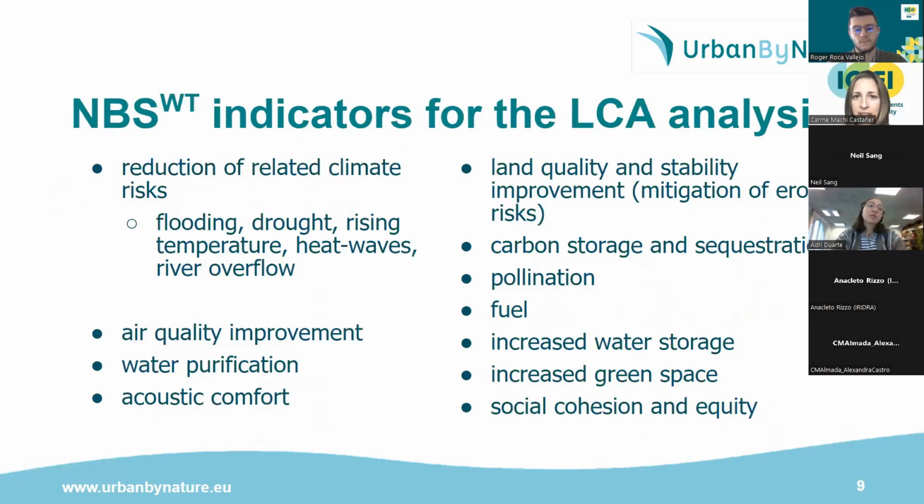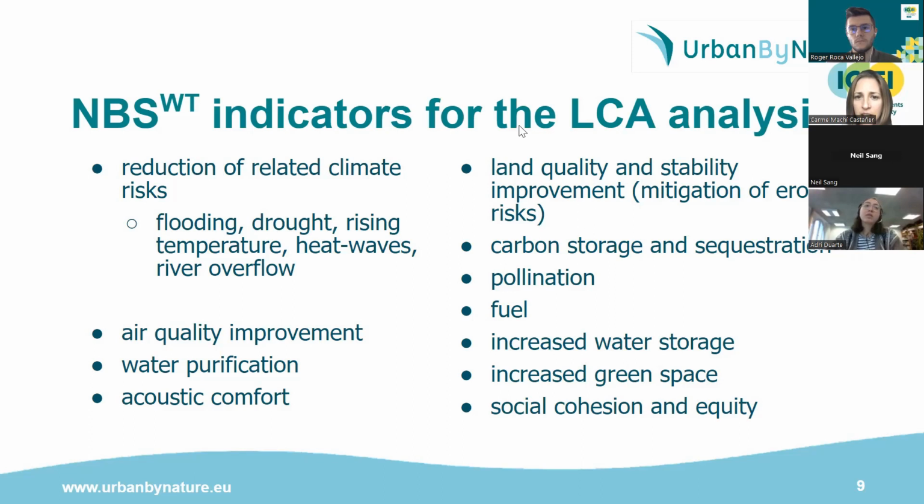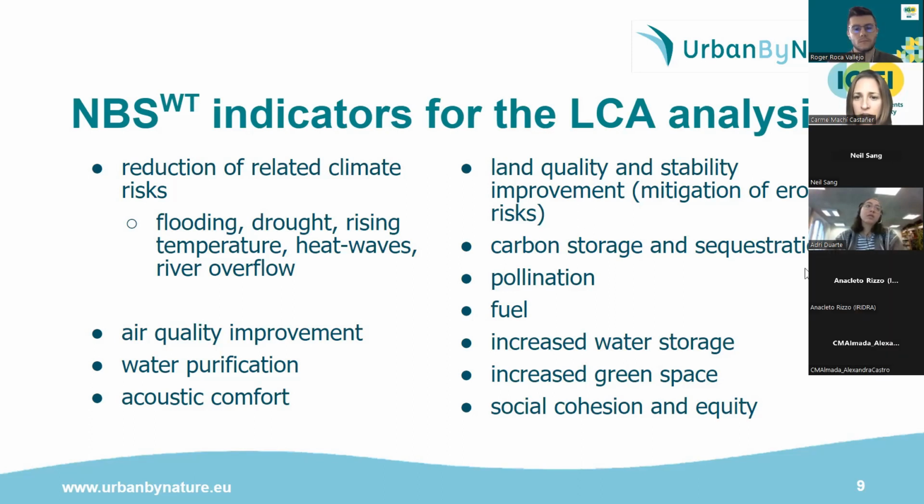Some of the NBS indicators for the life cycle assessment analysis are provided here. Reduction of related climate risk, such as flooding, drought, rising temperature, heat waves, river overflow, also air quality improvement, water purification, of course, which is our main central target, acoustic comfort, land quality and stability improvement, carbon storage and sequestration, pollination, fuel, increased water storage, increased green space, and social cohesion and equity, on which one of our speakers will be mainly focused.